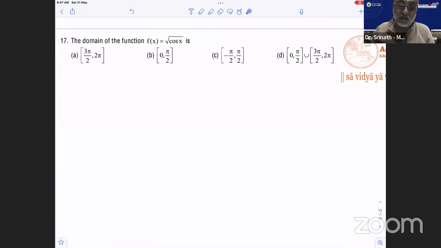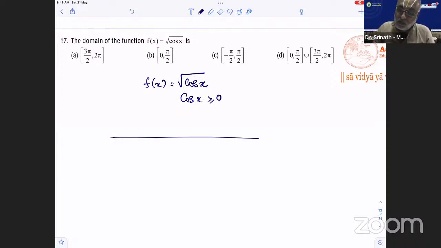Well, the domain of the function f of x is equal to root cos x. Students normally get confused with domain and range. What are the values permissible for x? We call it the domain. What are the values that f of x can take? That is called the range. If you want f of x to be defined properly, because it is root cos x, this cos x must be greater than or equal to 0.